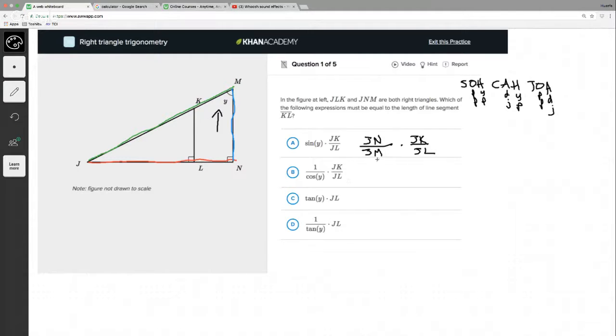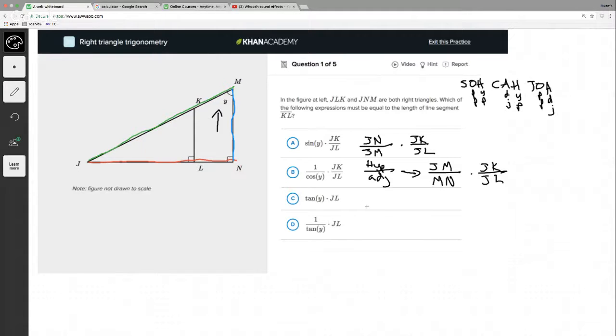So I'm going to still keep filling everything in. Then we have cosine of y over here, and it's actually the inverse of cosine of y. Cosine is adjacent over hypotenuse. 1 over cosine of y is hypotenuse over adjacent. So hypotenuse, which is JM, over adjacent, which is MN, times JK over JL. So I've turned that into sides.